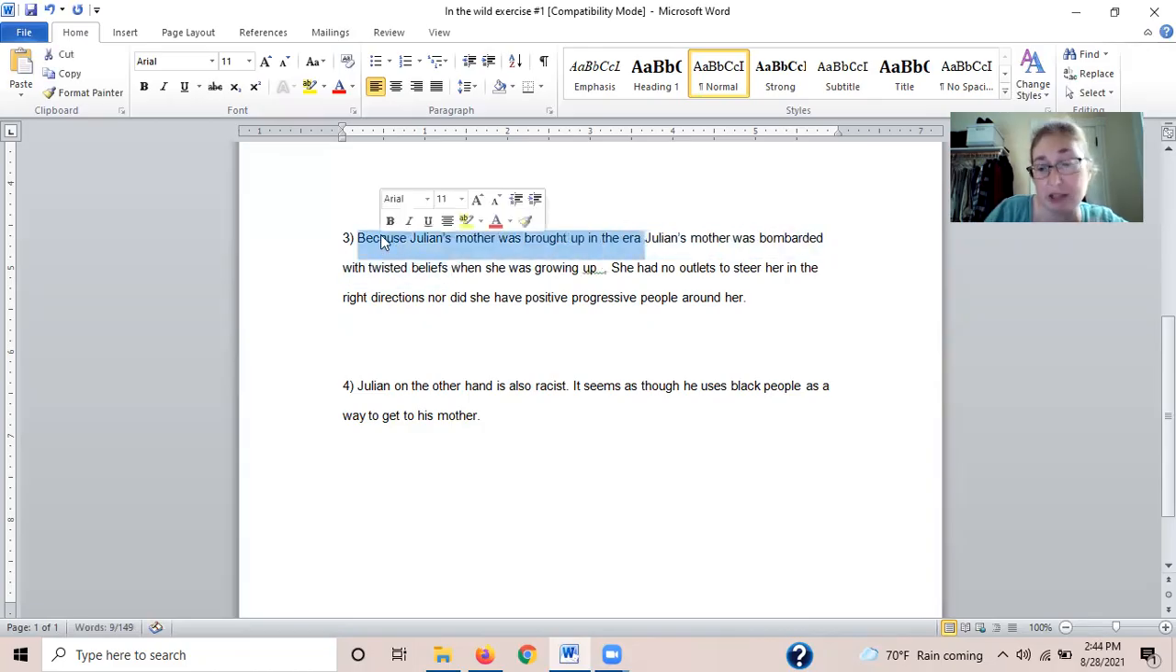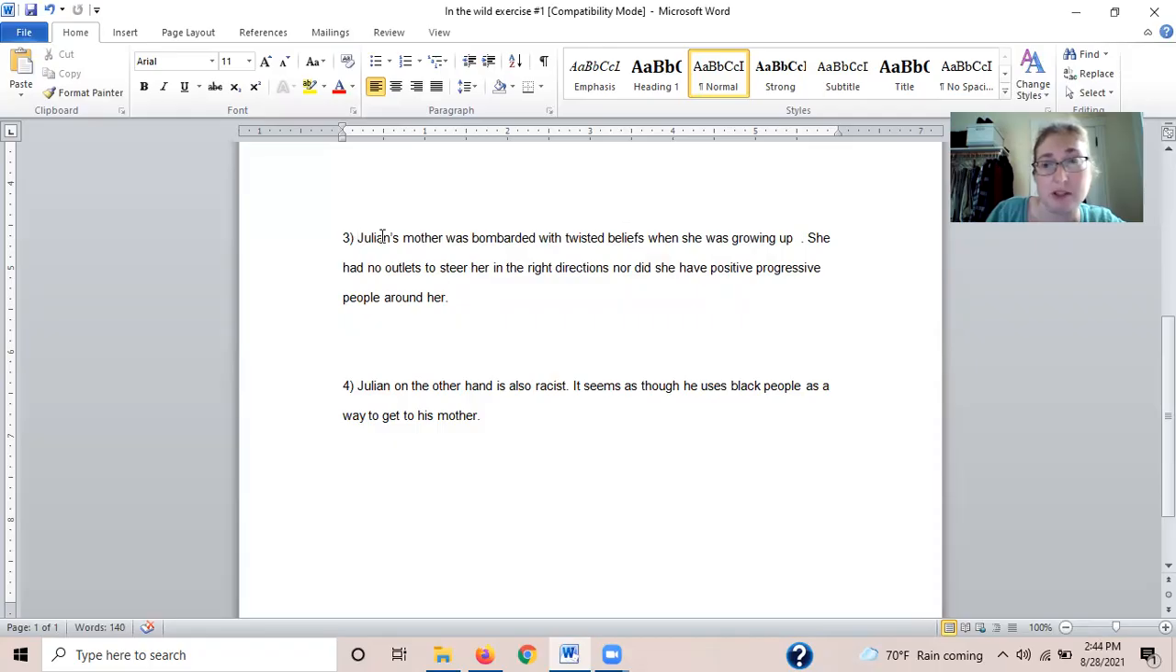That actually kind of really gets me to what I'm talking about. We're talking about how she was formed. She was talking about how she was brought up. Julian's mother was bombarded with twisted beliefs when she was growing up. And she had no outlets to steer her in the right directions, nor did she have positive, progressive people around her. Are we talking about the same thing now? Again, to steer her in the right directions. She had no positive people to steer her in the right directions.